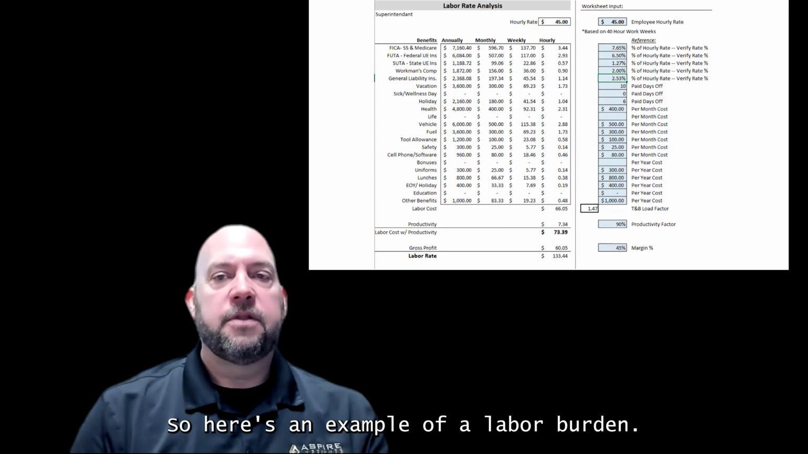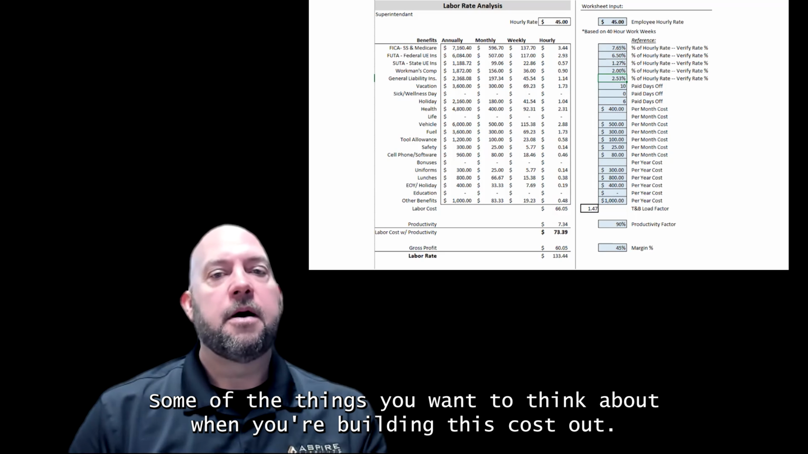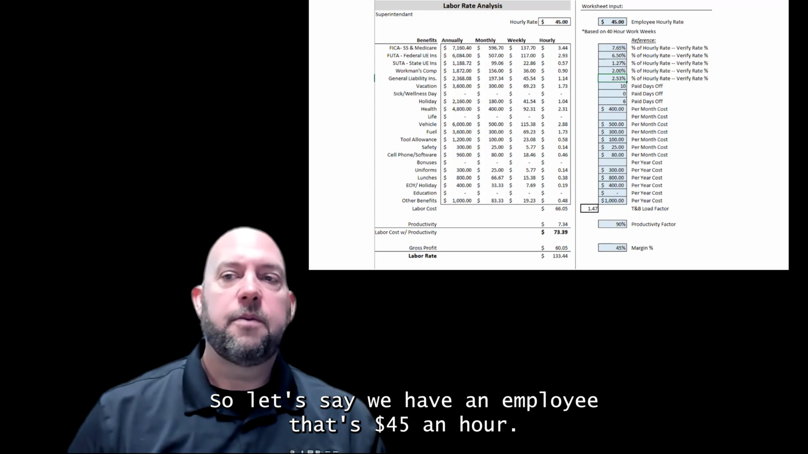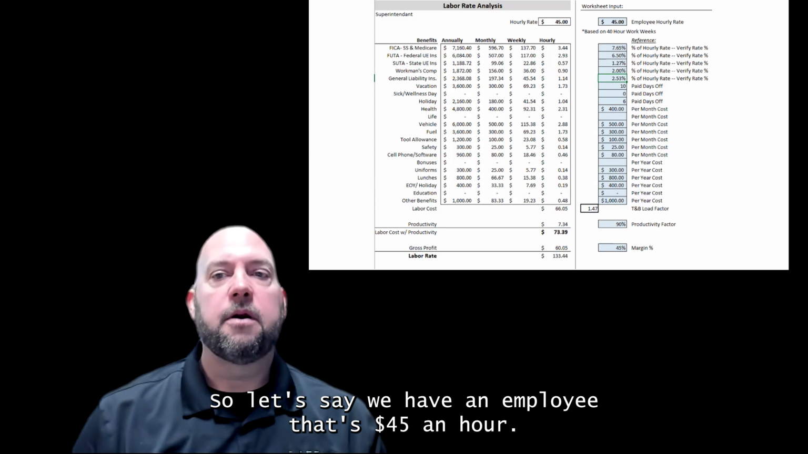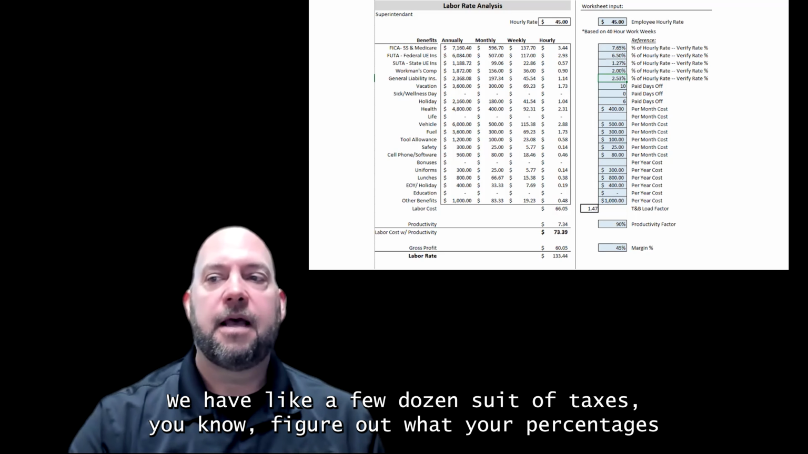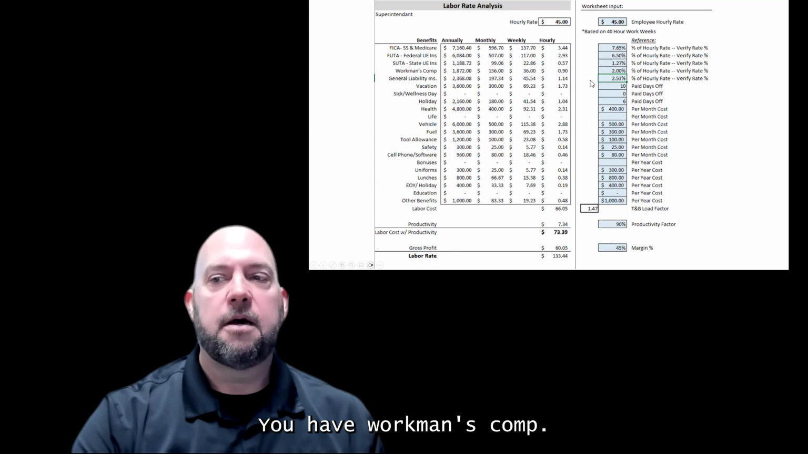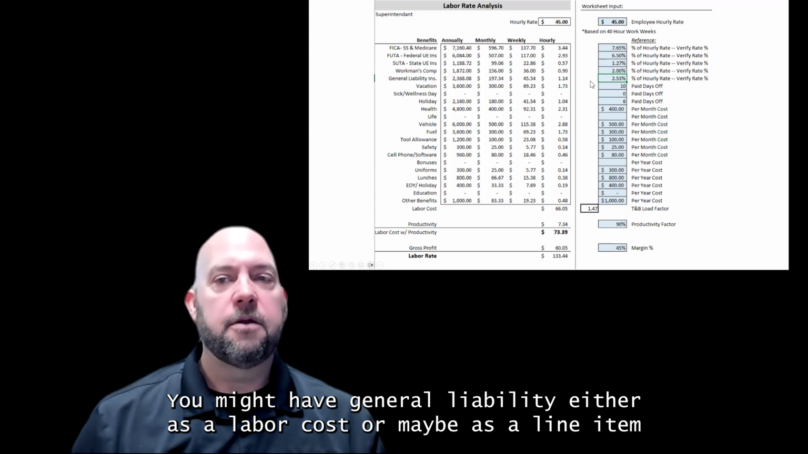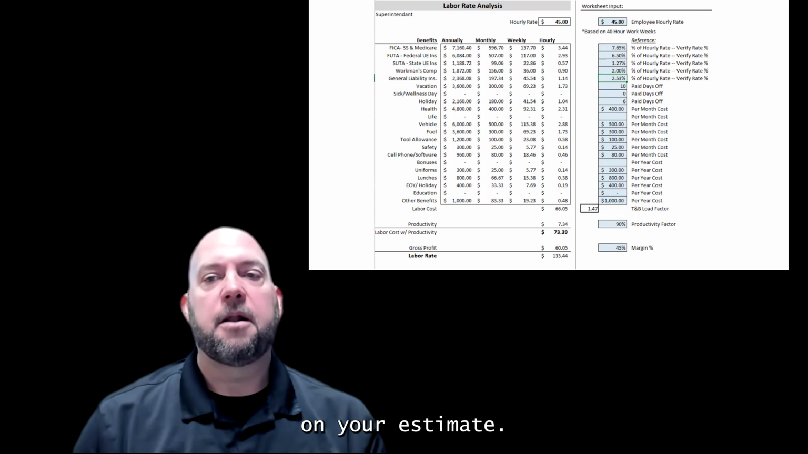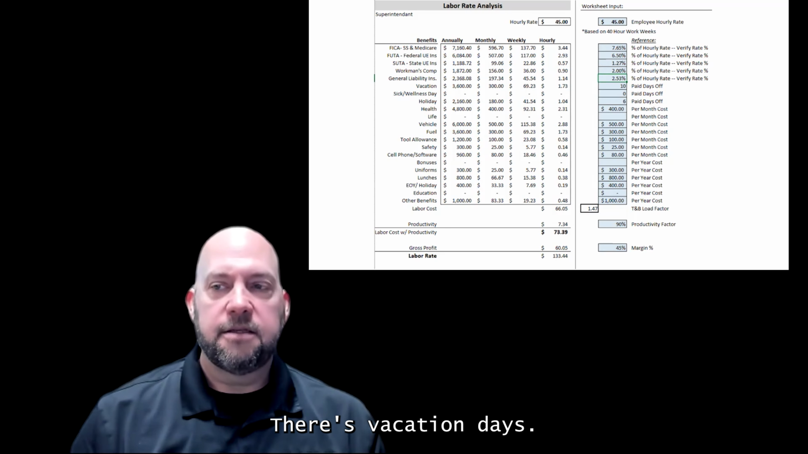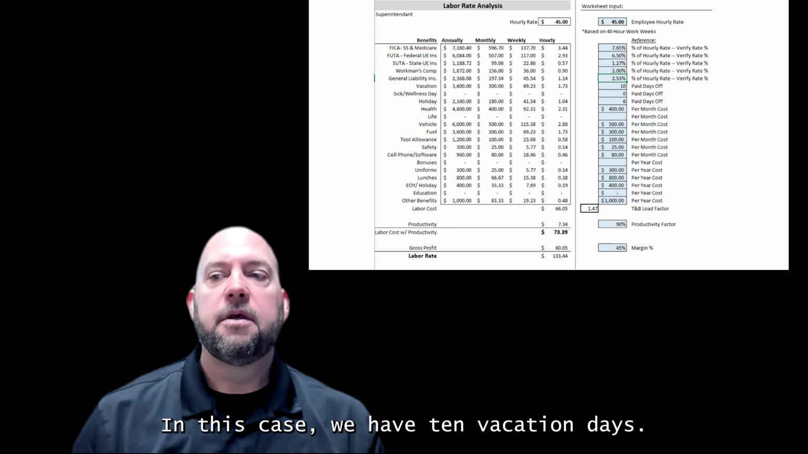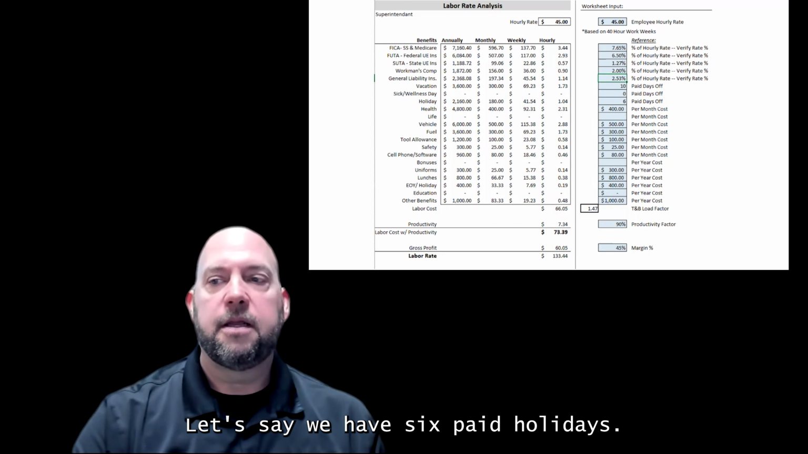So here's an example of a labor burden, some of the things you want to think about when you're building this cost out. So let's say we have an employee that's $45 an hour. We have FICA, FUTA, and SUTA taxes. Figure out what your percentage is for your state. You have workman's comp. You might have general liability either as a labor cost or maybe as a line item on your estimate. There's vacation days. In this case, we have 10 vacation days. Let's say we have 6 paid holidays.